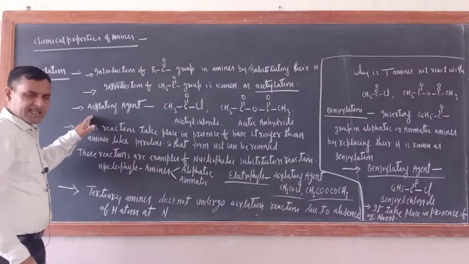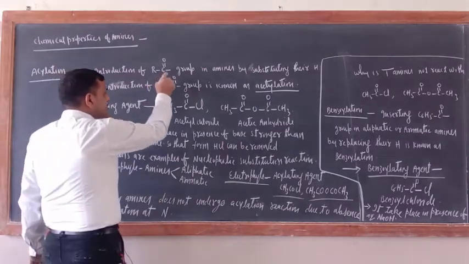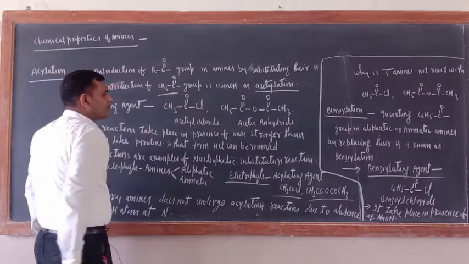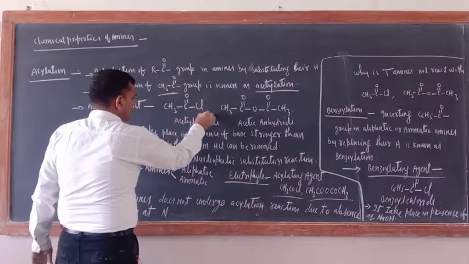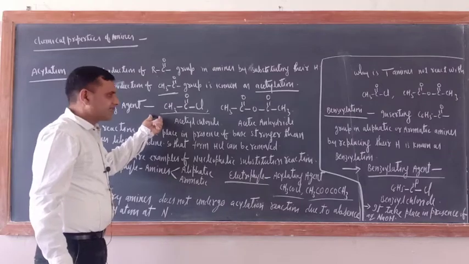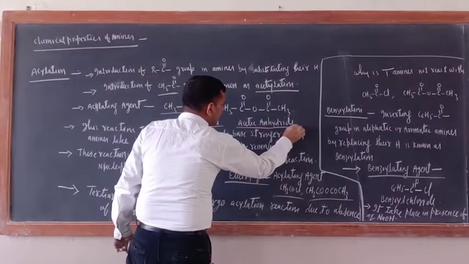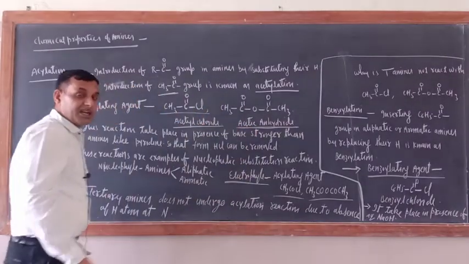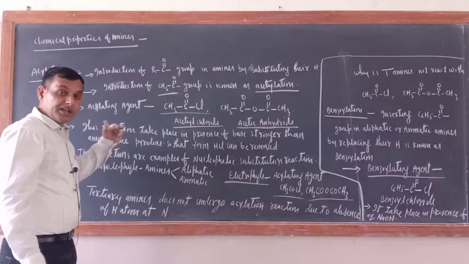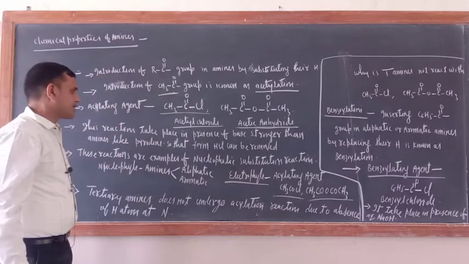Okay, what are the acetylating agents? What are the groups which furnish the RCO group or CH3CO group? These are acetyl chloride and acetic anhydride. These are basically called acylating agents because they furnish the CH3CO group or RCO group.